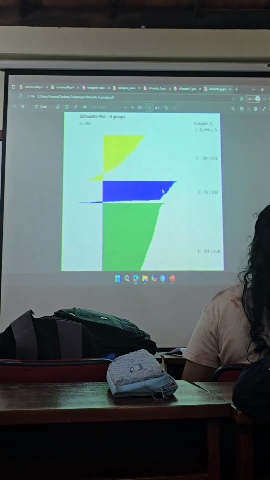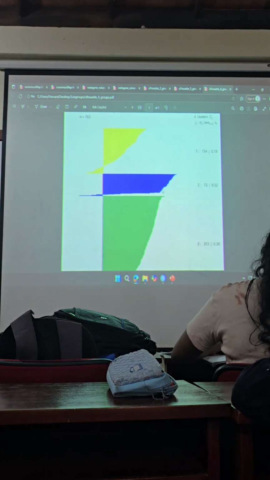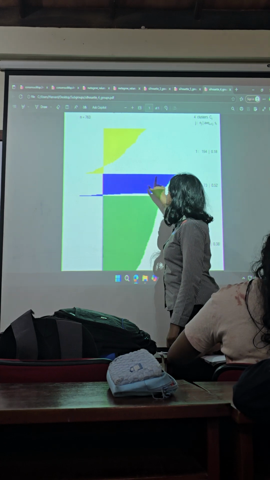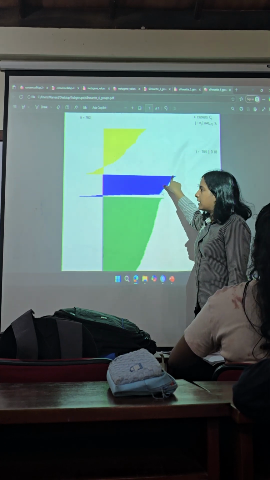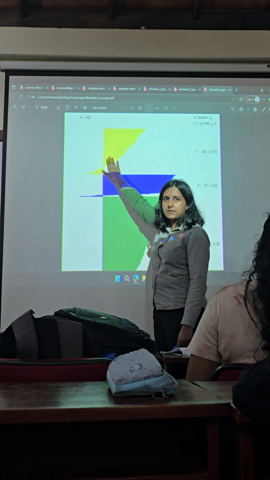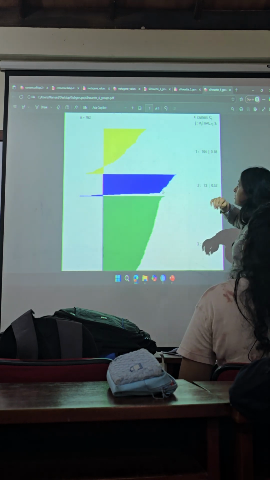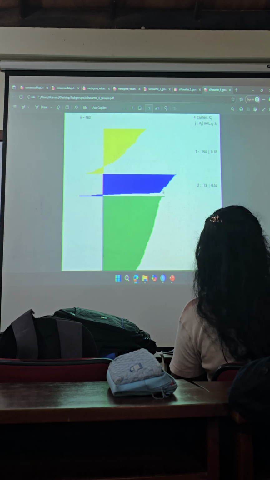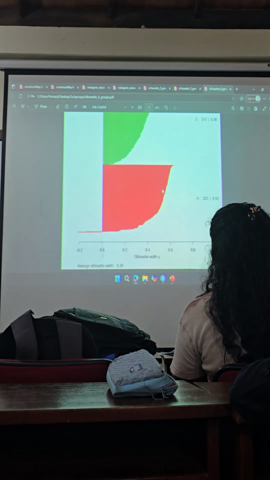So how do you check whether the number of groups is good or not? You have to check the positive, negative side. So each bar represents a sample. If they are well clustered, they should all be on the positive side. Then you have to look at the average silhouette as well. Okay. So that's 0.39 with 4 groups.